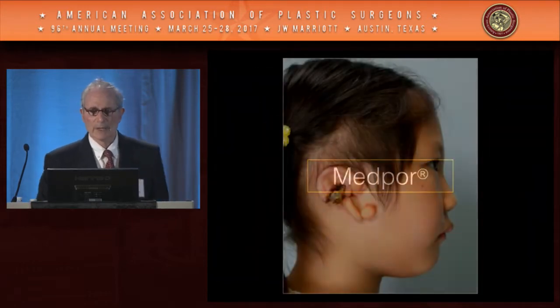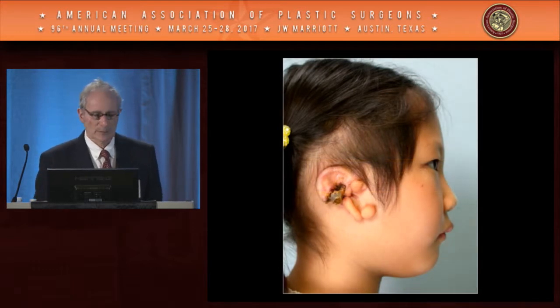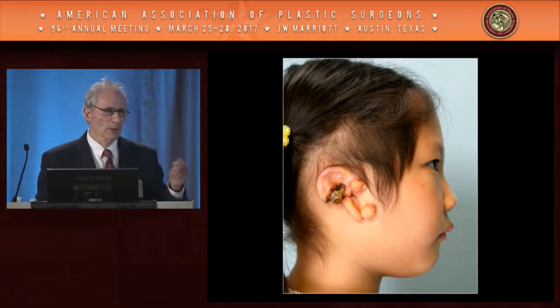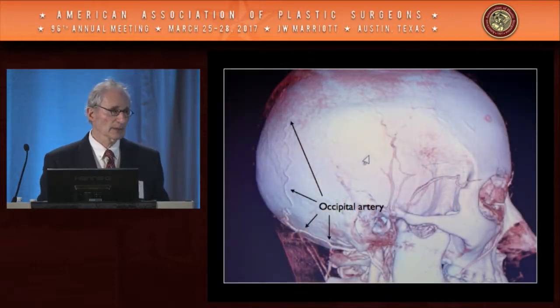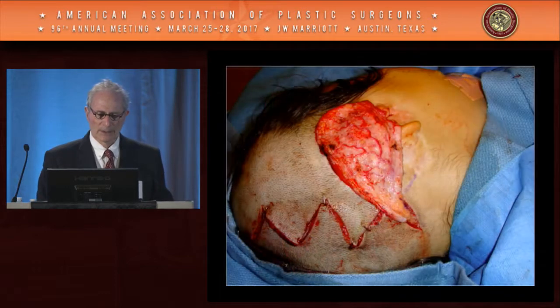These are examples of prior Medpor reconstruction. This is a patient from Korea that had an exposure. The surgeon nibbled away at the implant, which was not successful. We removed the implant, let it heal for 4 to 6 months, I don't remember exactly, and then used the occipital artery fascial flap, which you can see here. This is what it looks like.